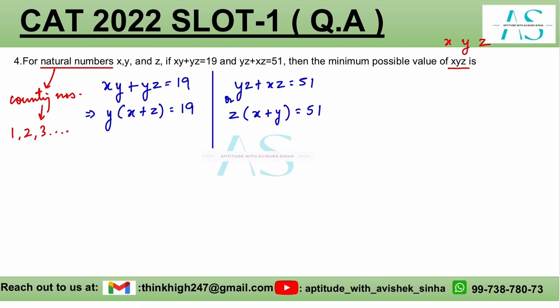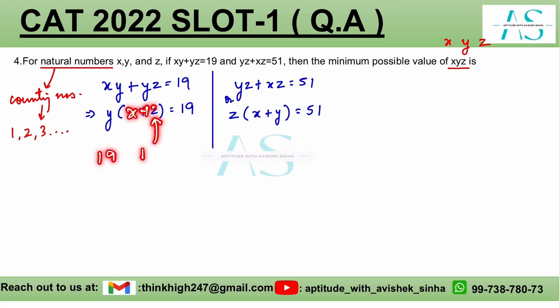Now, let's pay attention here. We have two terms. If we look at it as two terms, y into this whole value will give me the value as 19. 19 is a prime number. So if you want to break this down, it can only be broken down as 1 into 19. Now, 1 and 19 must be the two parts. Can you say 19 and 1 could be this part?